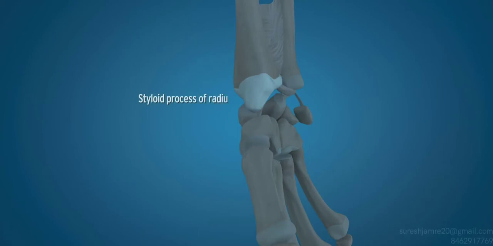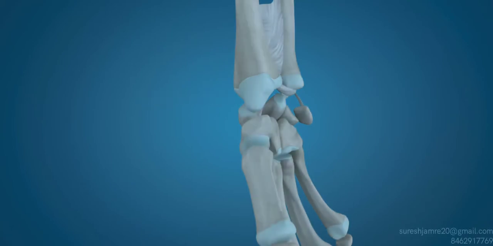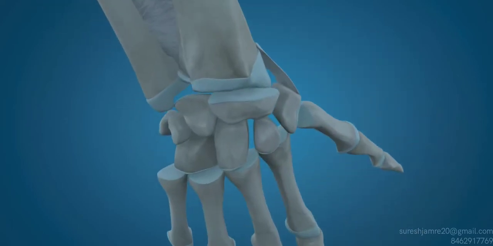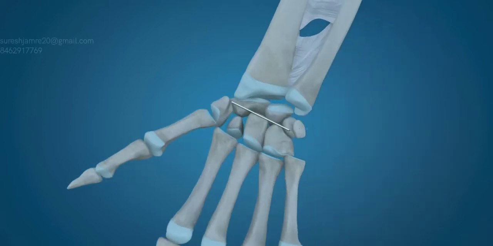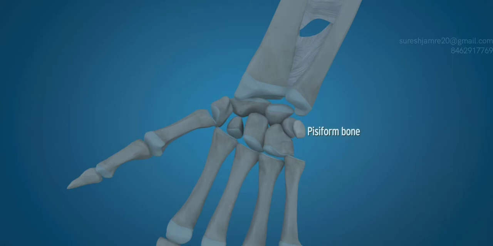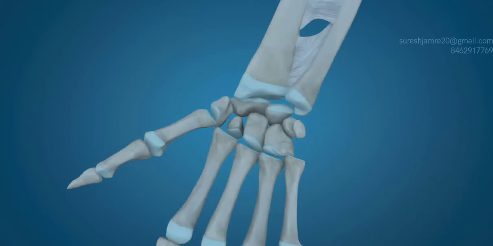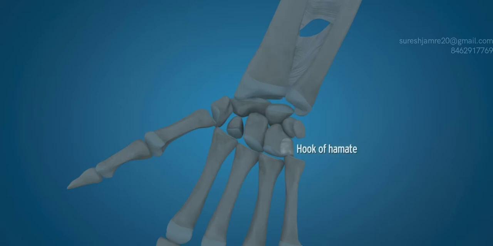Styloid process of radius can be palpated in the anatomical snuff box. Styloid process of ulna is 1 cm above the tip of the styloid process of radius. Its tip can be palpated in the posterior-medial aspect of wrist. Pisiform bone can be felt at the base of the hypothenar eminence. Hook of hamate lies below the pisiform bone.